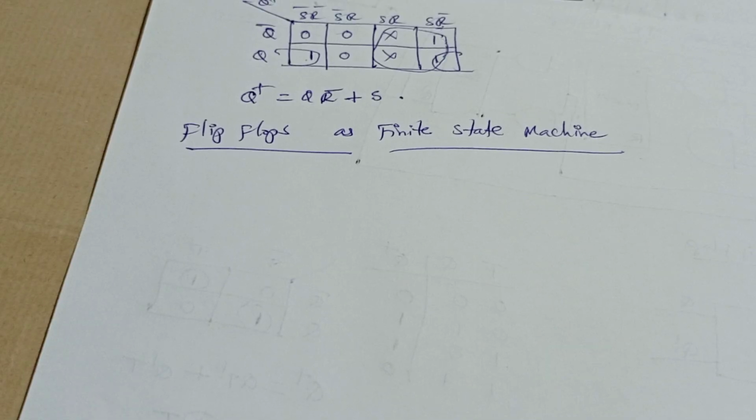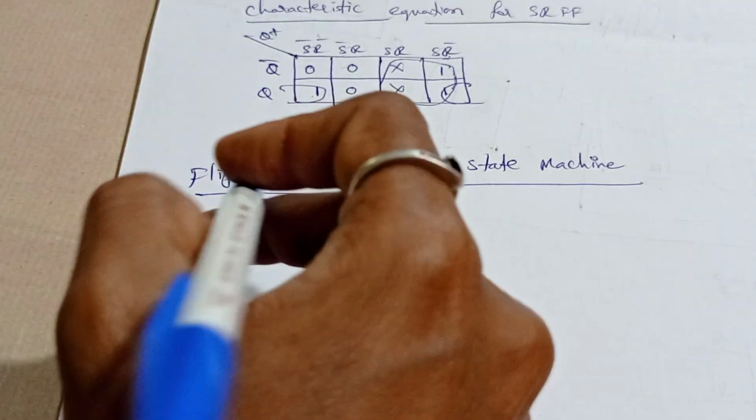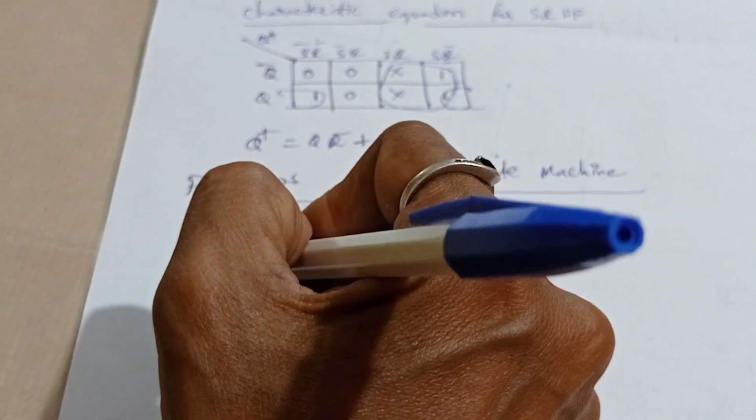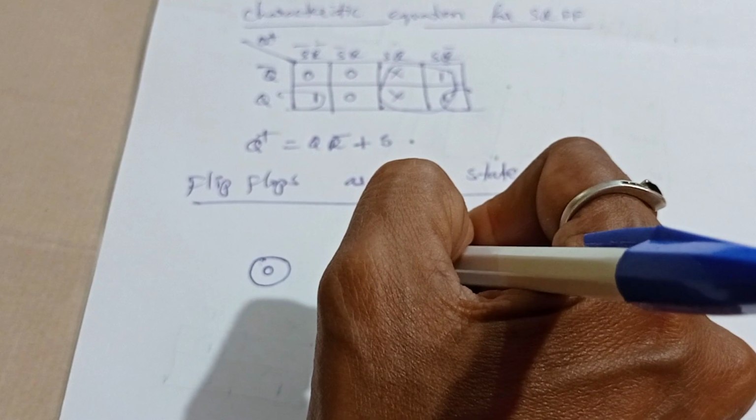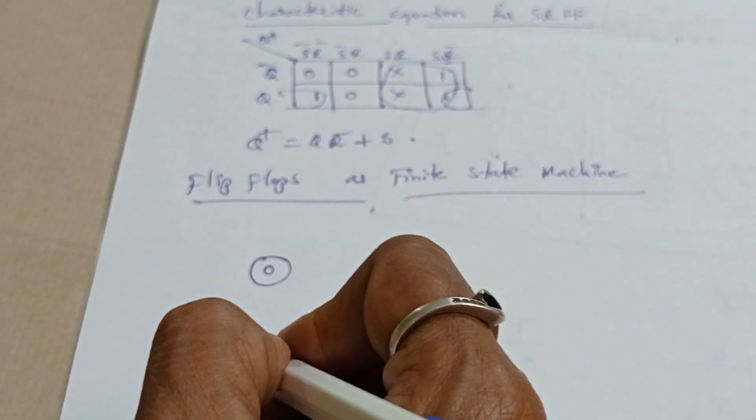Flip-flops as finite state machine. In a sequential logic circuit, the value of all memory elements at a given time defines the state of that circuit at that time. Finite state machine concept offers a better alternative to truth tables in understanding progress of sequential logic circuit with time. Finite state machine, state 0, state 1 is for SR flip-flop.